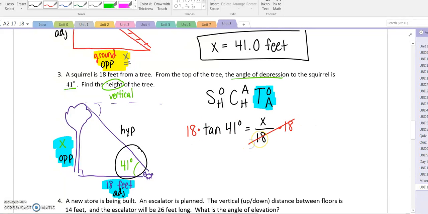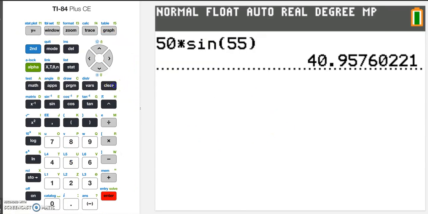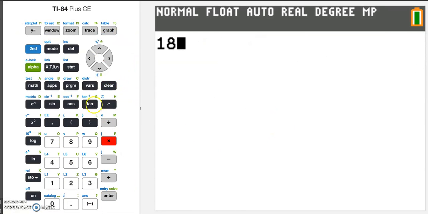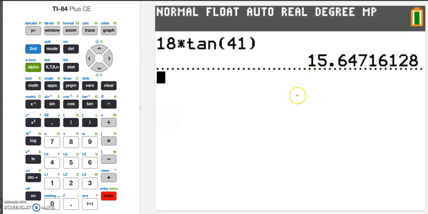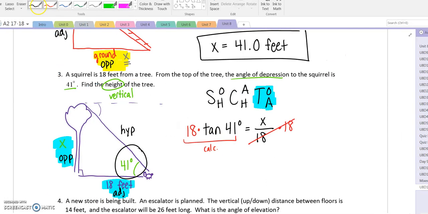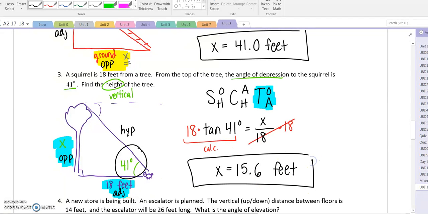And on one side, they undo each other. On the other side, we go to our calculator. 18 times the tangent of 41 degrees. So 15.6. And again, since this is a side, it's not degrees. I'm going to look at this side. This was in feet. So this side will be in feet also. And that's how high the tree is, how tall the tree is.